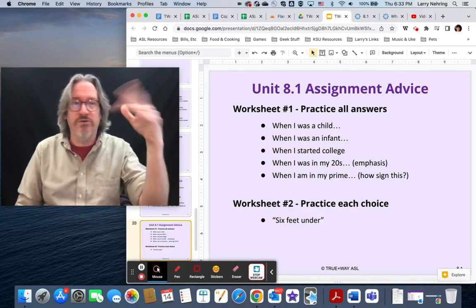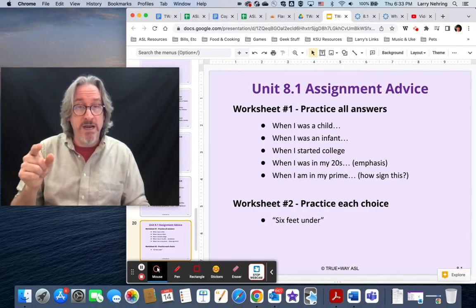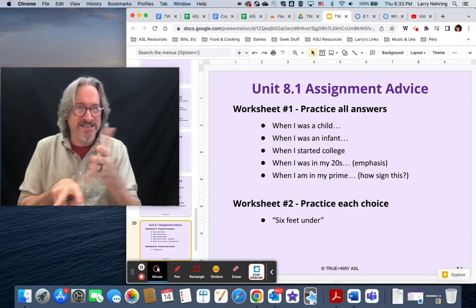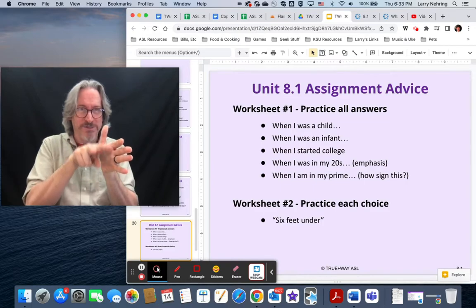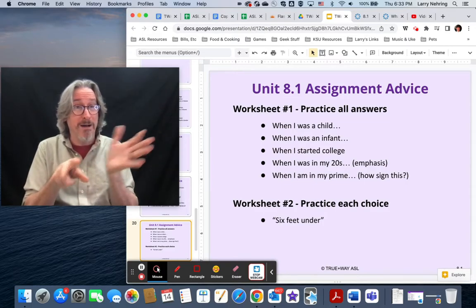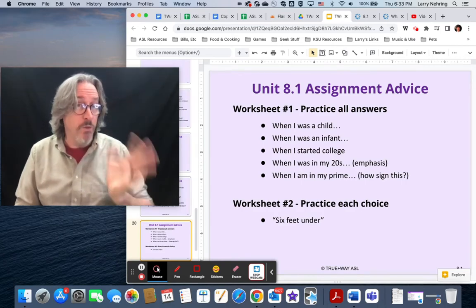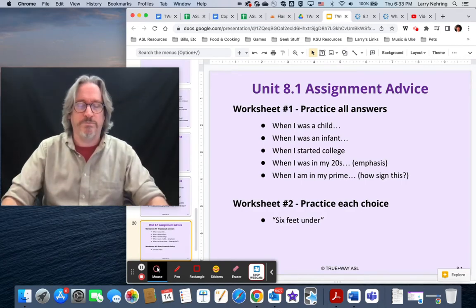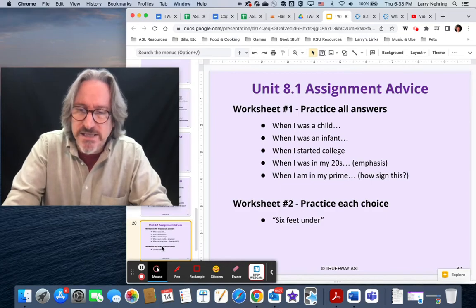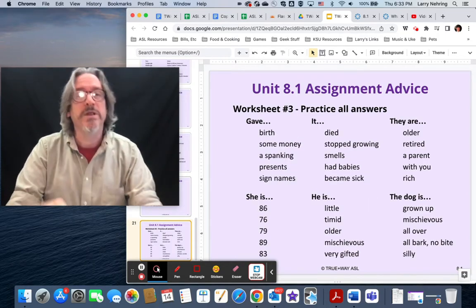Worksheet 2, again, go through each of the examples, and then they sign this. So here's the grave, and here's the person being lowered into it. Pretty macabre, but 6 feet under. And that's in the 5th one. All the other ones are pretty easy. And then last, again, I told you it was short.